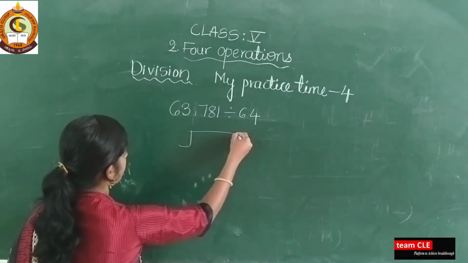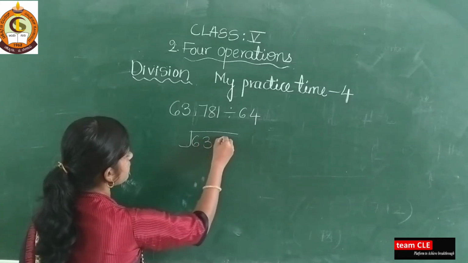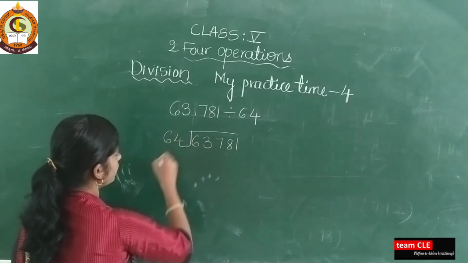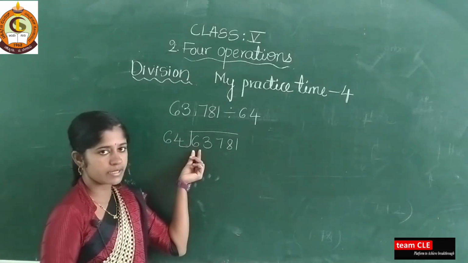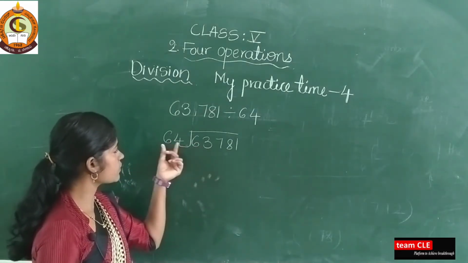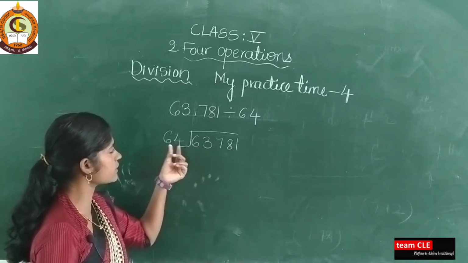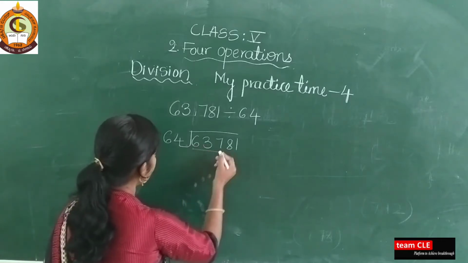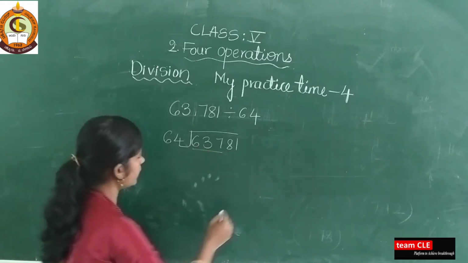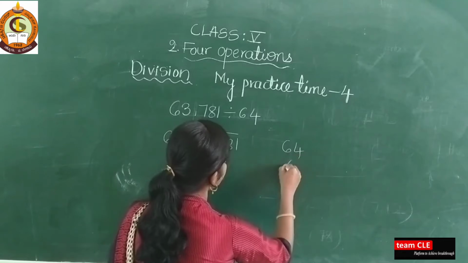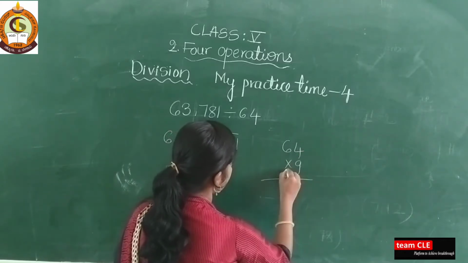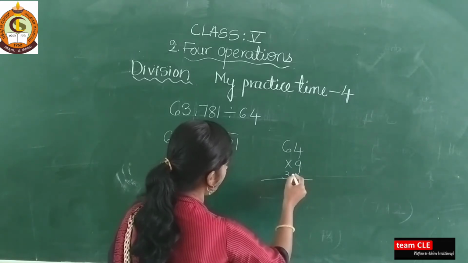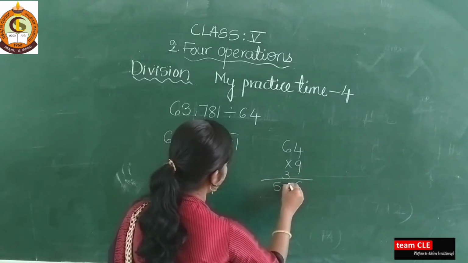So let's solve this right here. 63,781, and here I will take 64. See here, 6 is less than 64, and 63 is also less than 64. So you need to directly take 3 digits. Then take here 64 nines, how much will come? Yes, 9 fours are 36 and 9 sixes are 54. 54 plus 3 is 57.